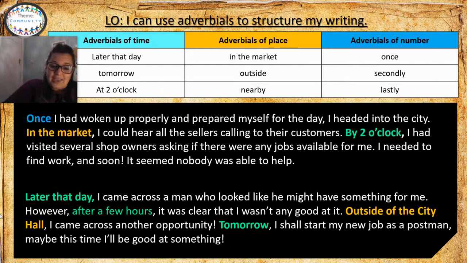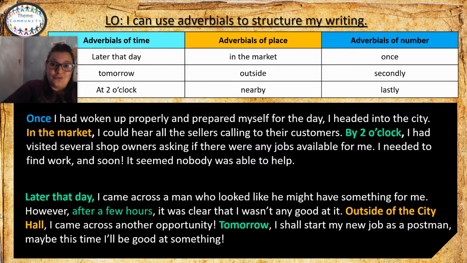Later that day, I came across a man who looked like he might have something for me. However, after a few hours, it was clear that I wasn't any good at it. Outside of the city hall, I came across another opportunity. Tomorrow, I shall start my new job as a postman. Maybe this time I'll be good at something.